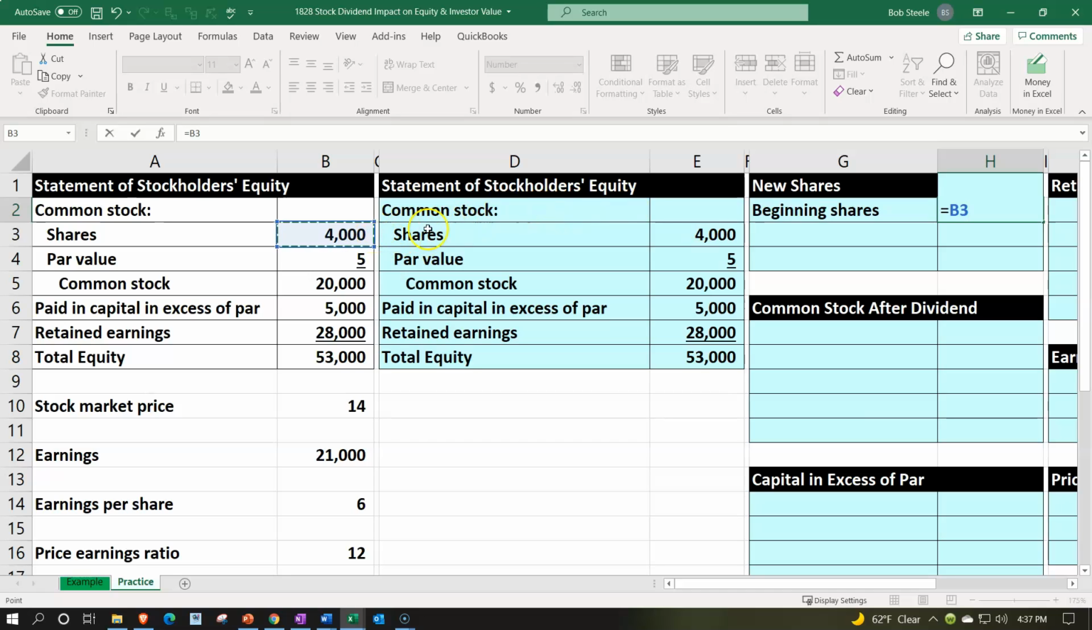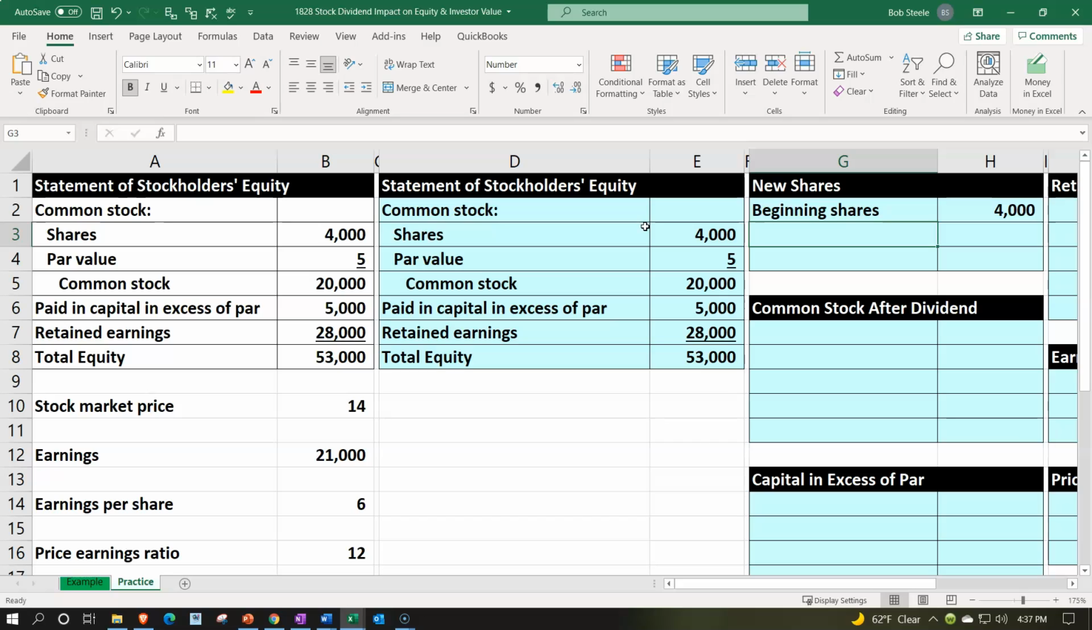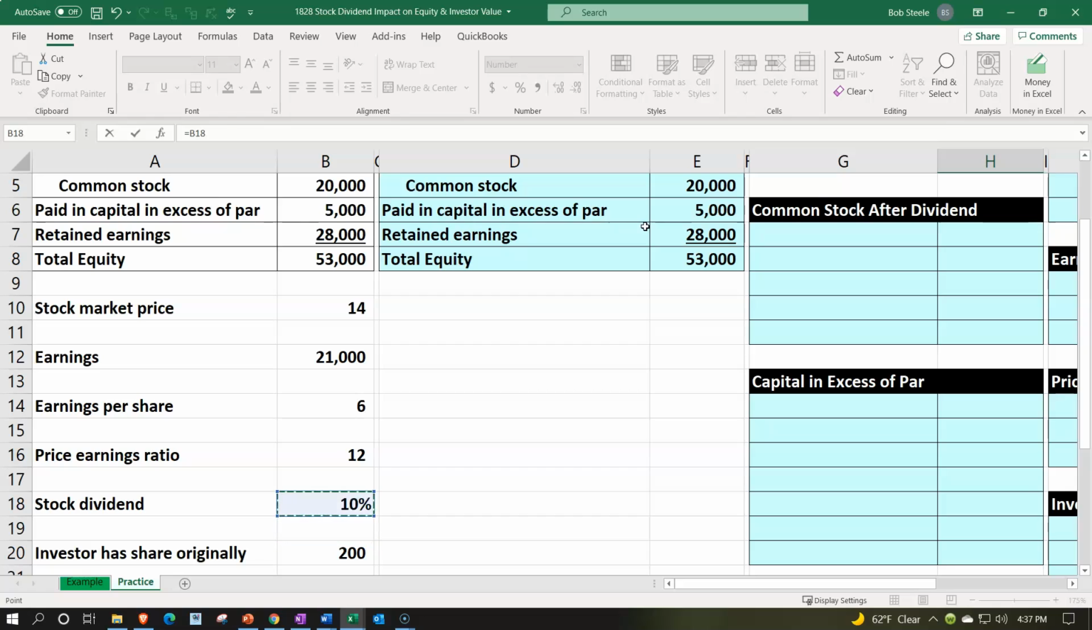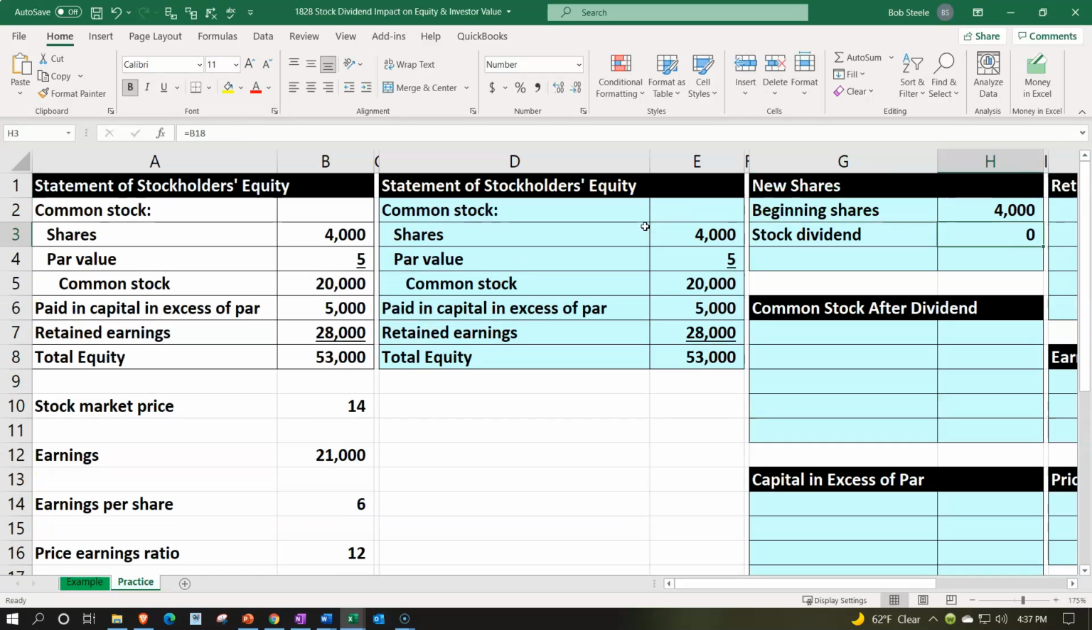Because we're going to change this one later, so we don't want to use that one in our calculation here. So we have the stock dividend then at 10%. Let's make that a percent by going to the number group, percentifying it, font group, and underlining it. That's going to give us our new shares. New shares are going to be equal to the 4,000 times the 10%. We now have 400 new shares.